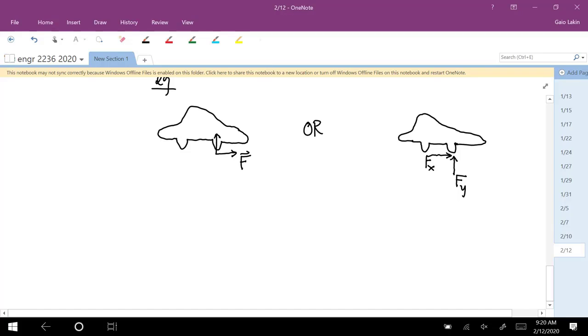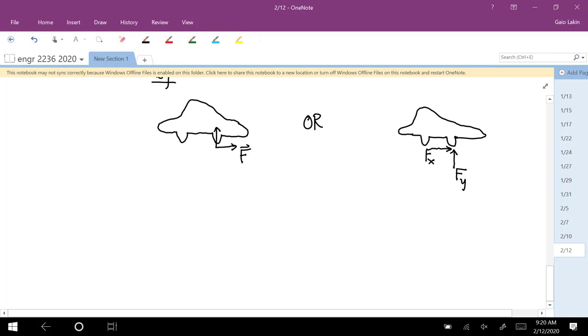All right. When we talk about a force applied to one body by another body. Oh no, wait, I need to say something before that.